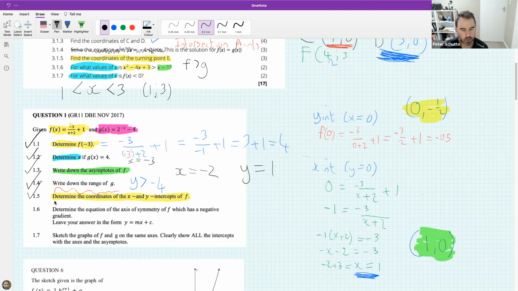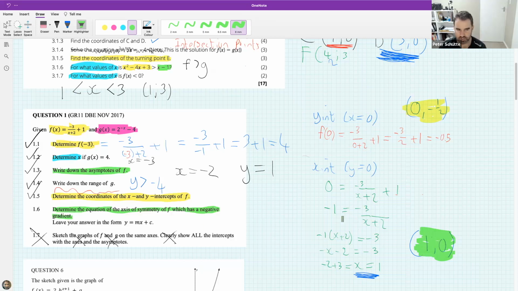Now, 1.5 is that one. Now we're not going to do 1.7 because that's drawing the graphs, and we've done quite a few lessons on drawing graphs. So if you're unsure about how to draw the graphs, then I would suggest going back to the earlier lessons where we did a whole lesson on just drawing graphs. But we are going to do 1.6. So 1.6 says, determine the equation of the axis of symmetry of f, which has a negative gradient.